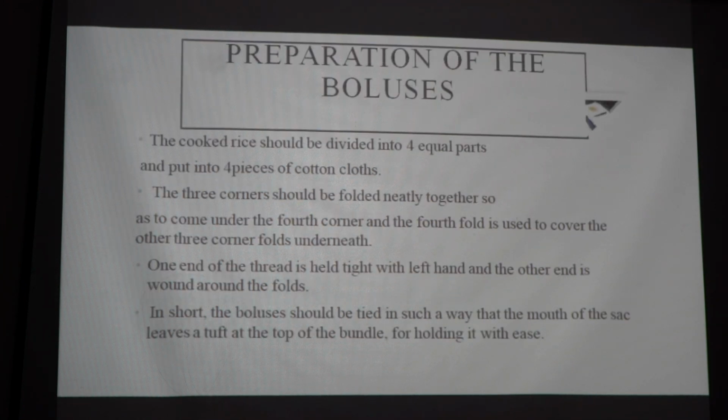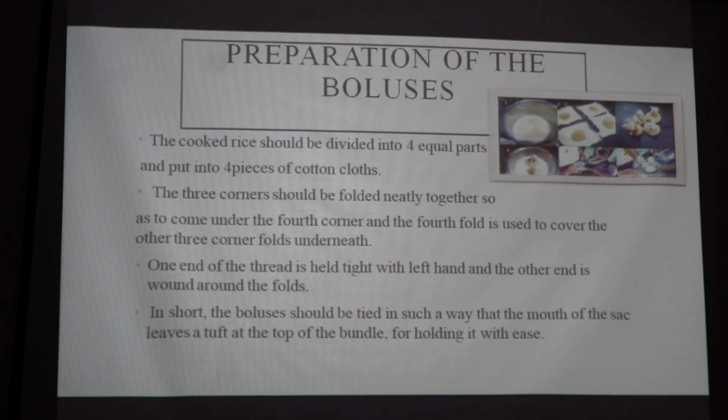Preparation of the boluses. The cooked rice should be divided into 4 equal parts and put into 4 pieces of cotton cloth. As we can see in picture, that is the Shashtika rice. The second one, we took 4 cotton cloth and placed Shashtika Shali rice on them. The 3 corners should be folded neatly together so as to come under the 4th corner, and the 4th fold is used to cover the 3 corners of the fold underneath.